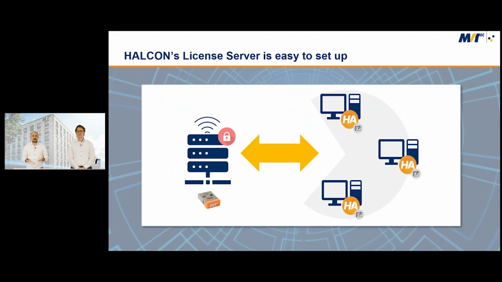So what do you need to set up such a license server? You need a server on your side on which you put in one USB dongle which is needed to run the server, and then via internet connection or via network connection you are able to connect a specific number of Halcon SDKs to these servers to get a floating license.